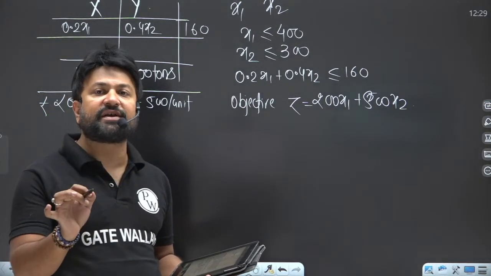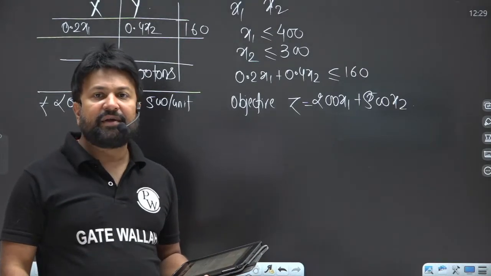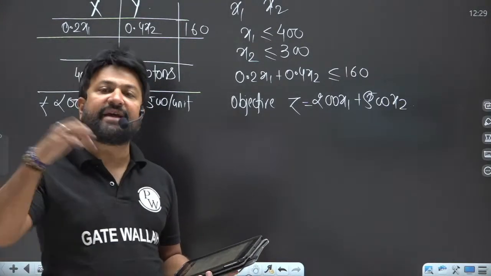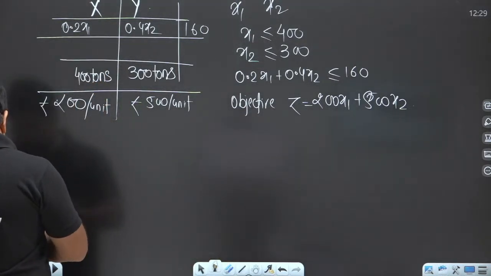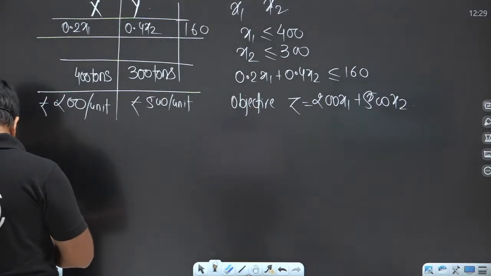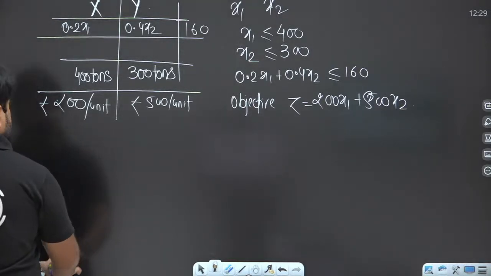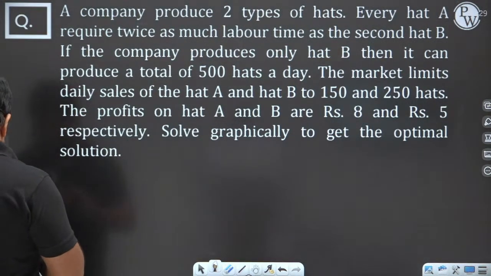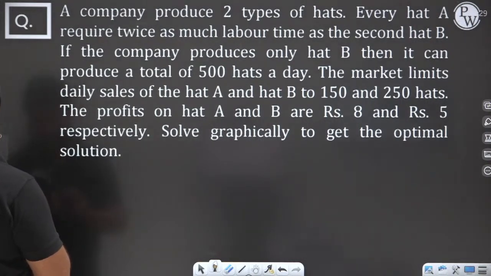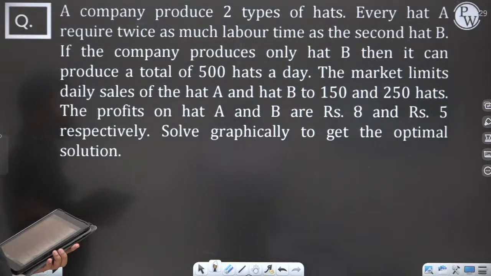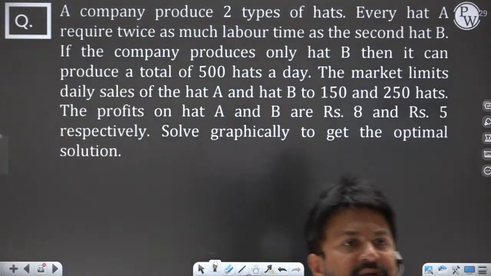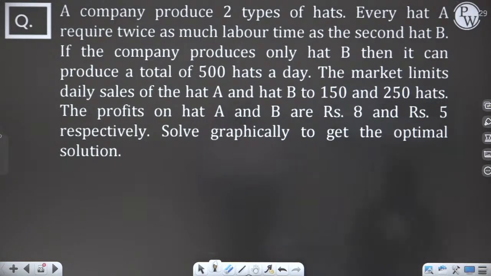This is a basic question. I gave this question so that you feel motivated. Now in the next question you have to draw the graph and find out the solution. Please solve. Again I am going to give you 5 to 10 minutes.